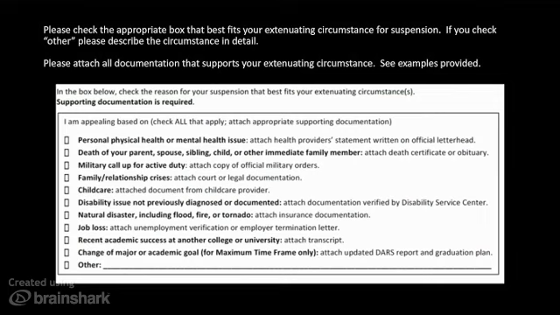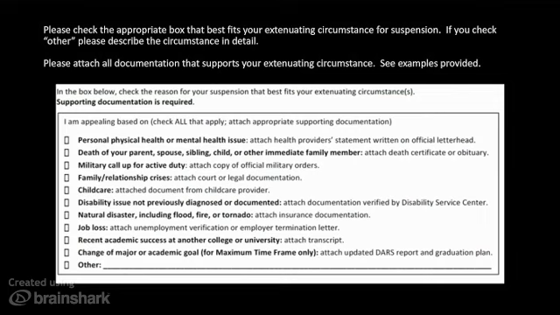If your appeal is in regard to military call-up for active duty, please attach a copy of official military orders. If your appeal is in regard to family relationship crises, please attach a court or legal documentation. For child care issues, please attach document from your child care provider. If there is a disability issue that was not previously diagnosed or documented, be sure to attach documentation that's been verified by the Disability Service Center.